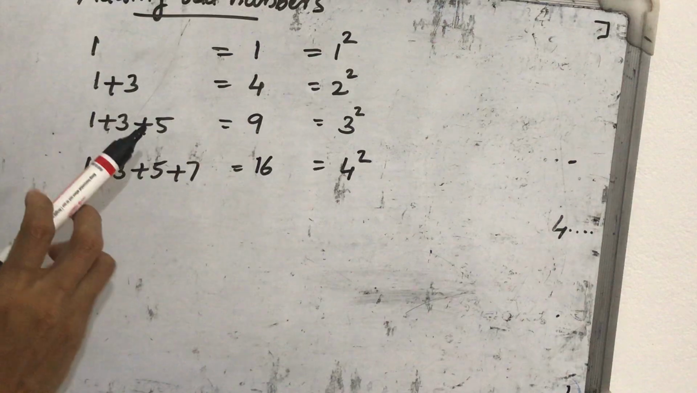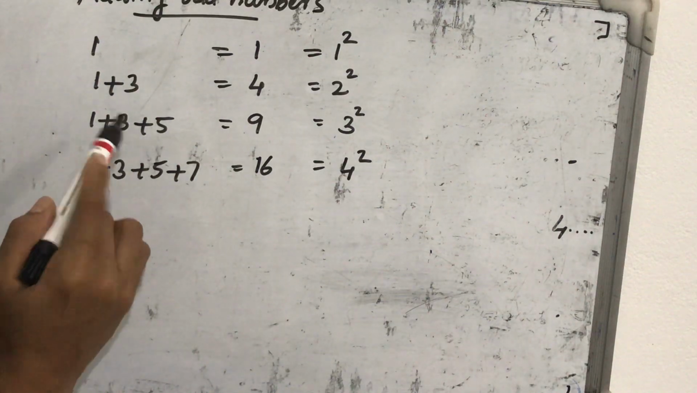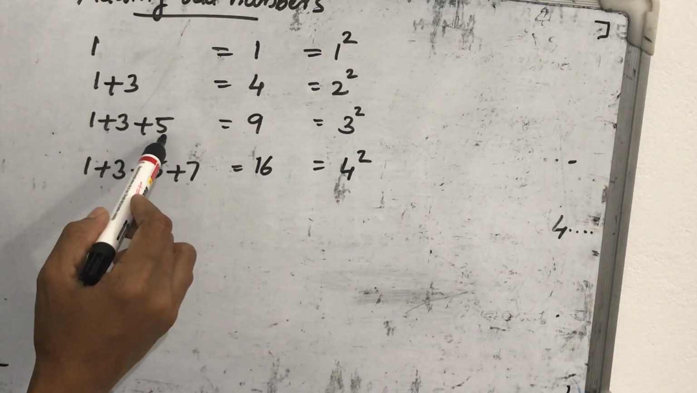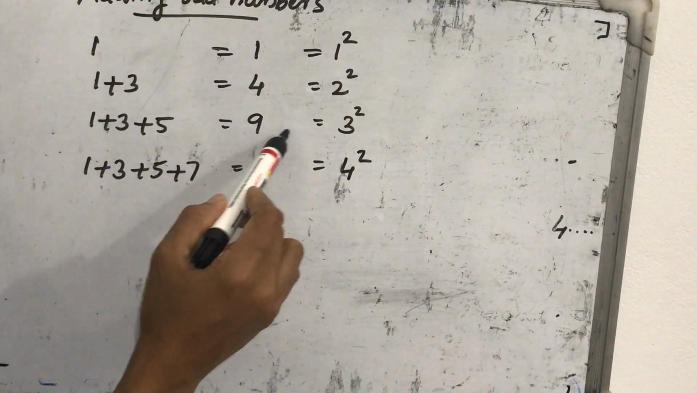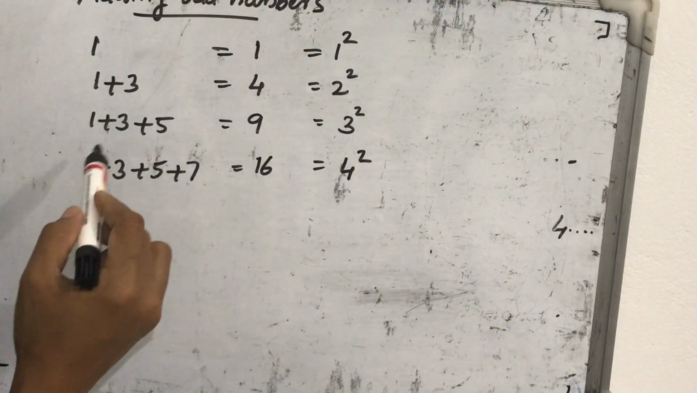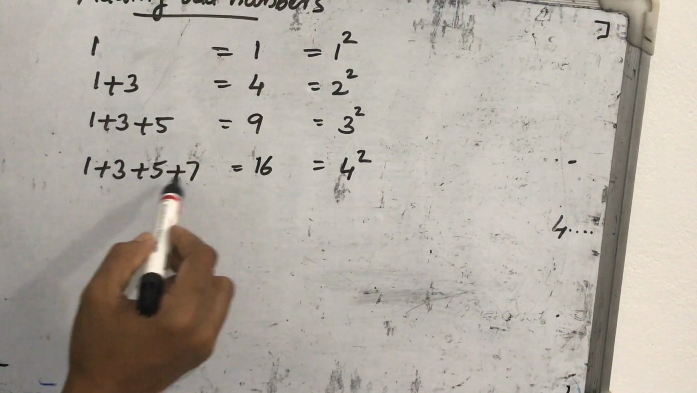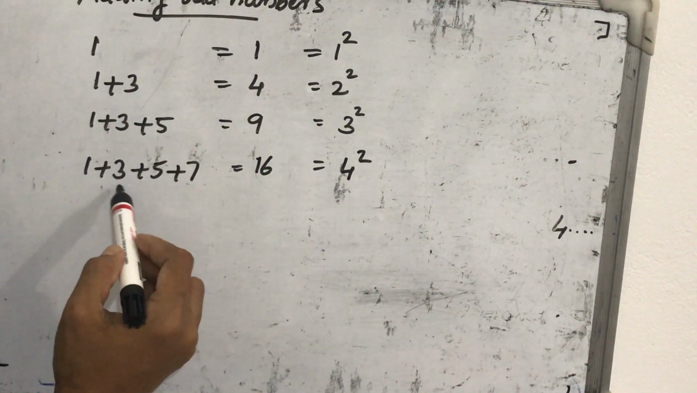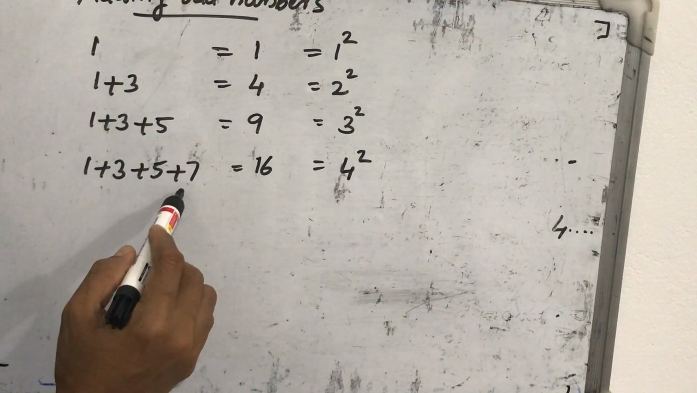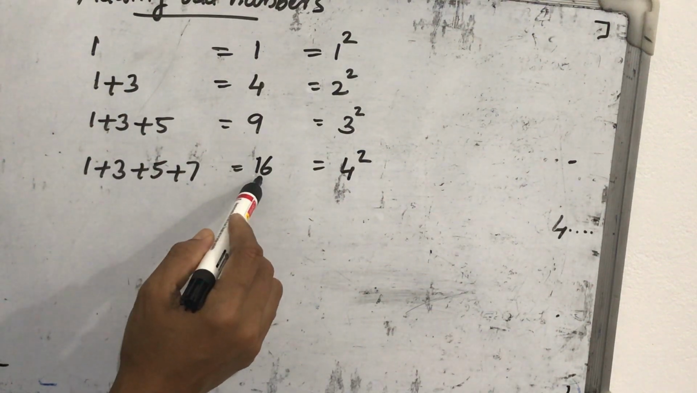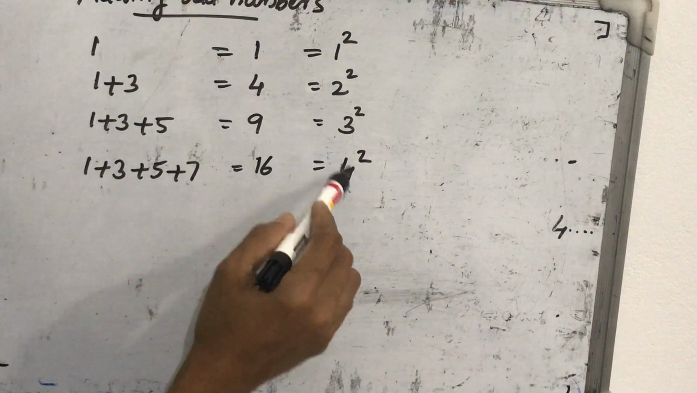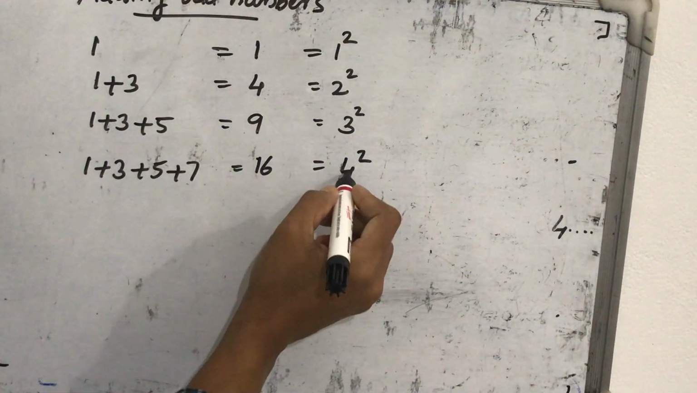Next, when we add the first 3 odd numbers, 1 plus 3 plus 5, we get 9, that is 3 square. Then one more: the first 4 odd numbers. When we add the first 4 odd numbers, we get 16, and 16 is 4 square. It is the square of 4.